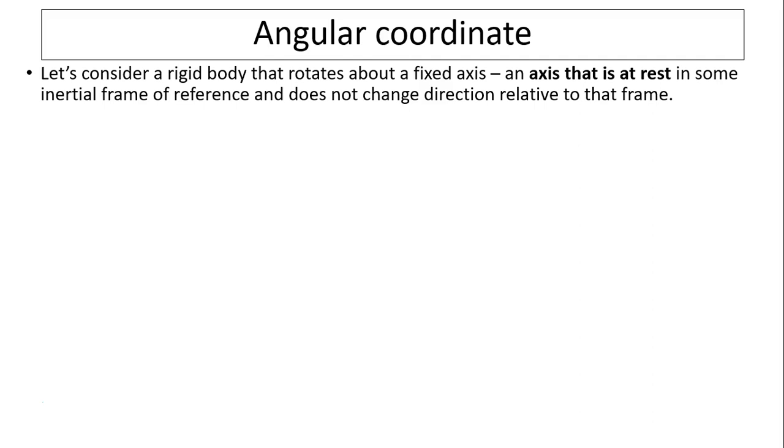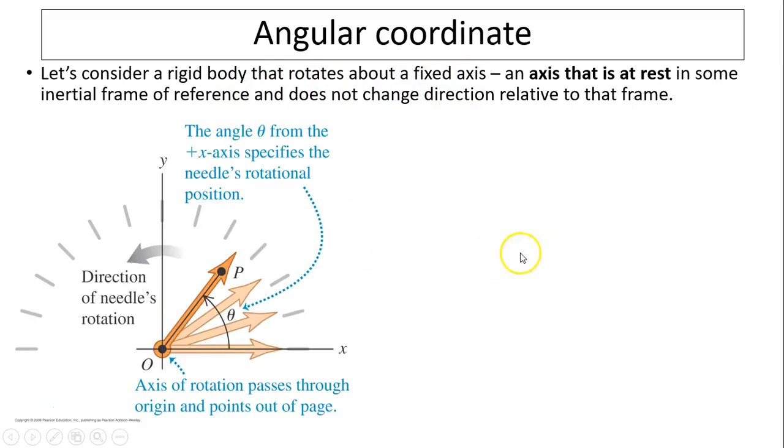the second needle going around the clock or a minute needle going around the clock. An axis that is at rest, in this case, would be an axis pointing out of the clock, in some inertial frame of reference, such as Earth, and does not change directions relative to that frame. Another example could be a speedometer or even the spoke of your stationary bike. Those are all rotations around a fixed axis.